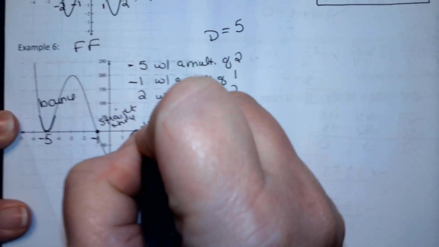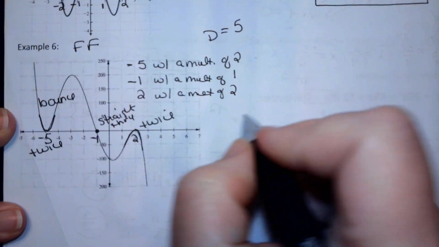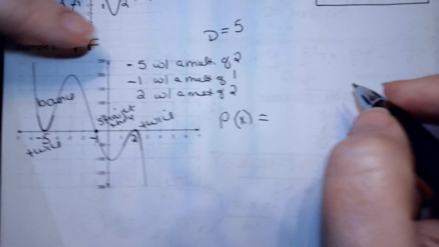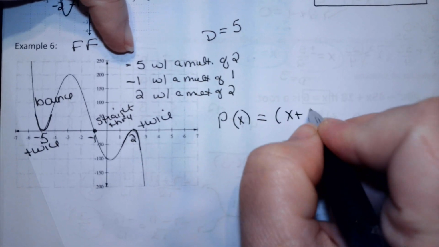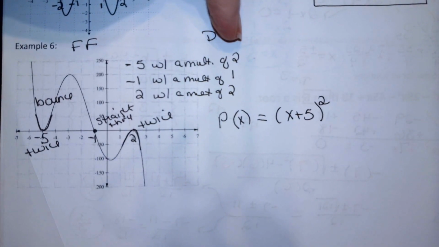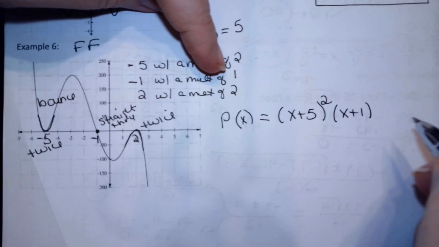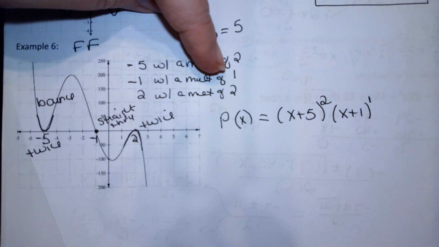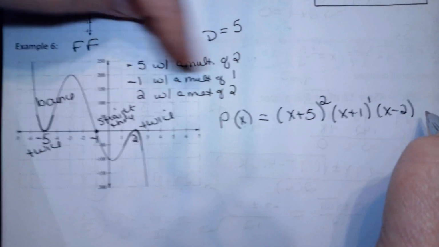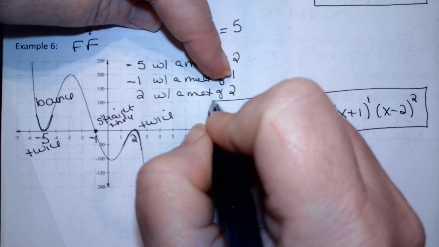Alright, let me write twice right here. When we have a bounce, we know it's used at least twice. Alright, so factor form, we're going to have p of x equals. Negative 5 would be x plus 5. It has a multiplicity of 2, so that means it's being used twice. Negative 1 would be x plus 1. It has a multiplicity of 1, so it's only being used once. And you can put a 1 there if you want to, but you don't have to. And then we got a 2, so that would be x minus 2 with a multiplicity of 2, so the exponent would be 2. So this is what your factor form would look like.